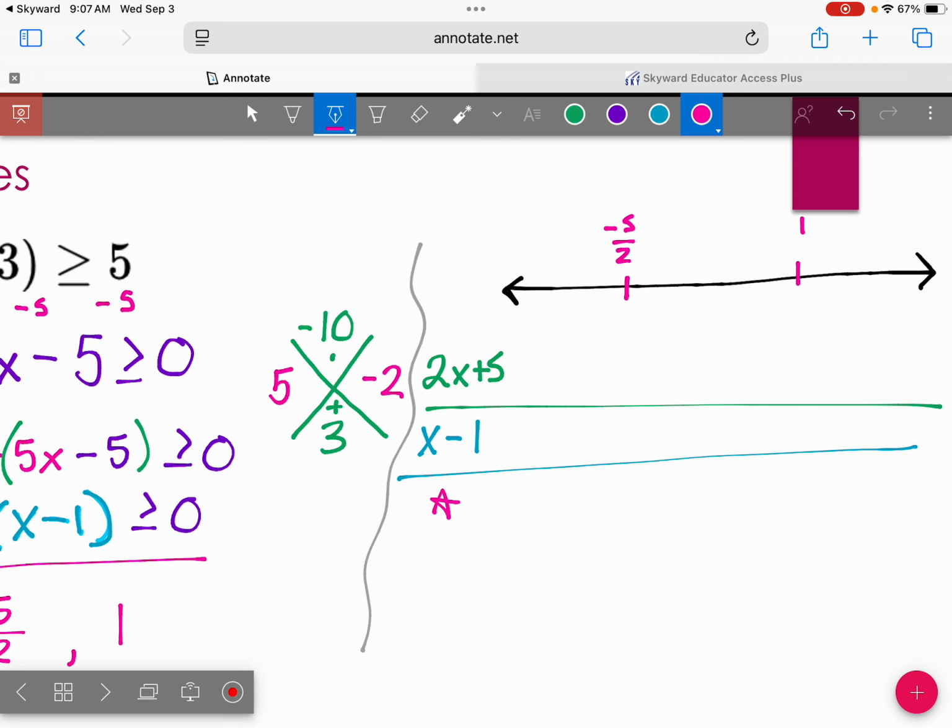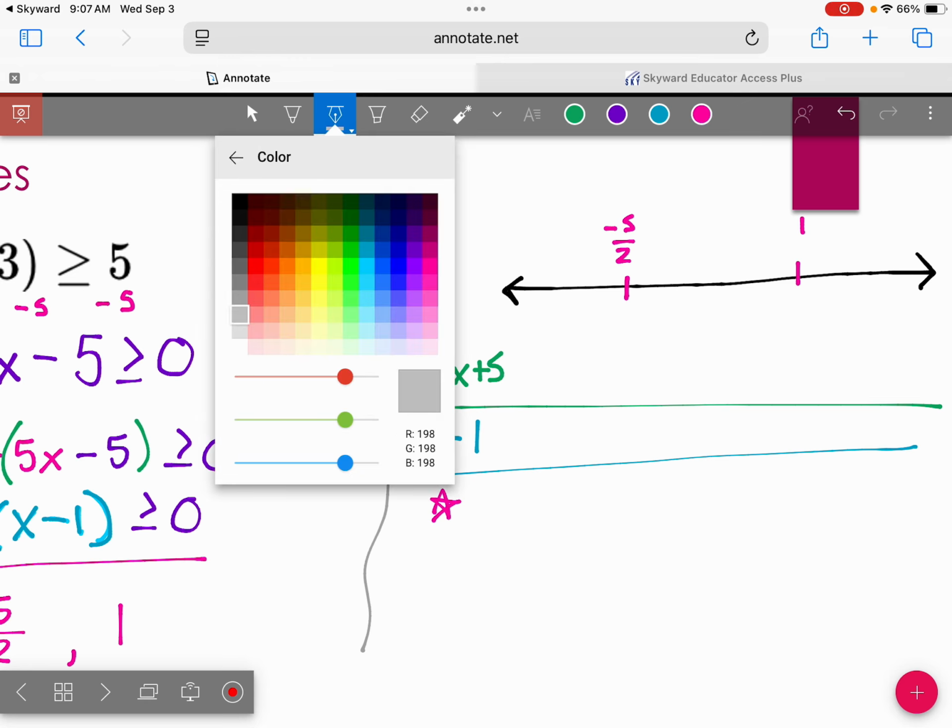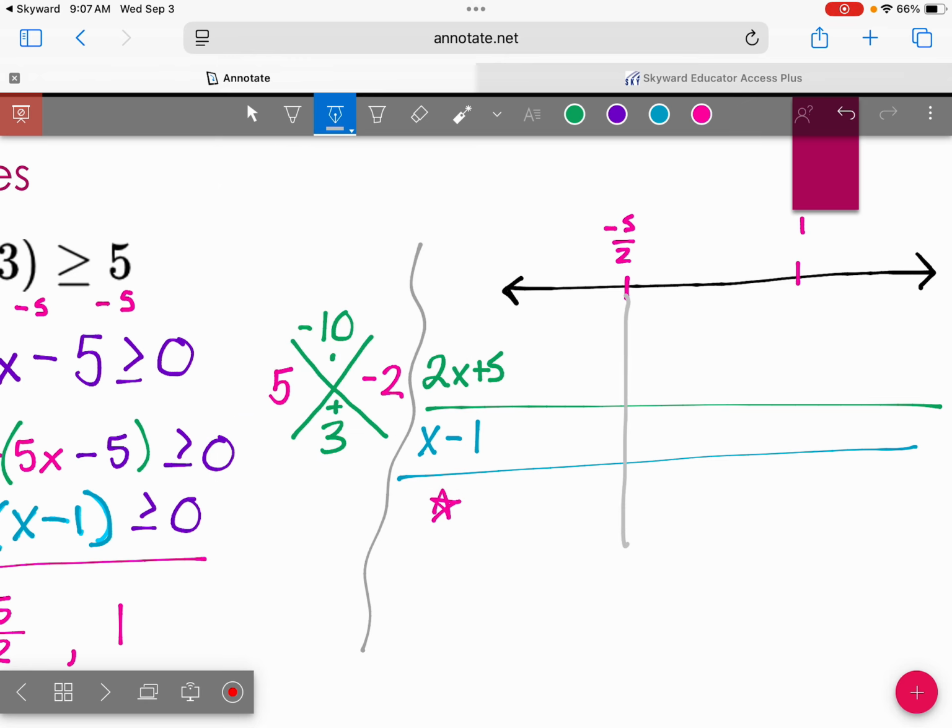And we want to know about our function. So we know that these guys are our zeros. These are our roots. So I want to know what's happening outside of those. So I want to know what's happening when we're smaller than negative 5 halves. I need to know what's happening between negative 5 halves and 1. And I need to know what's happening bigger than 1. Because these are the spots where it hits my x-axis. That's where it equals 0.